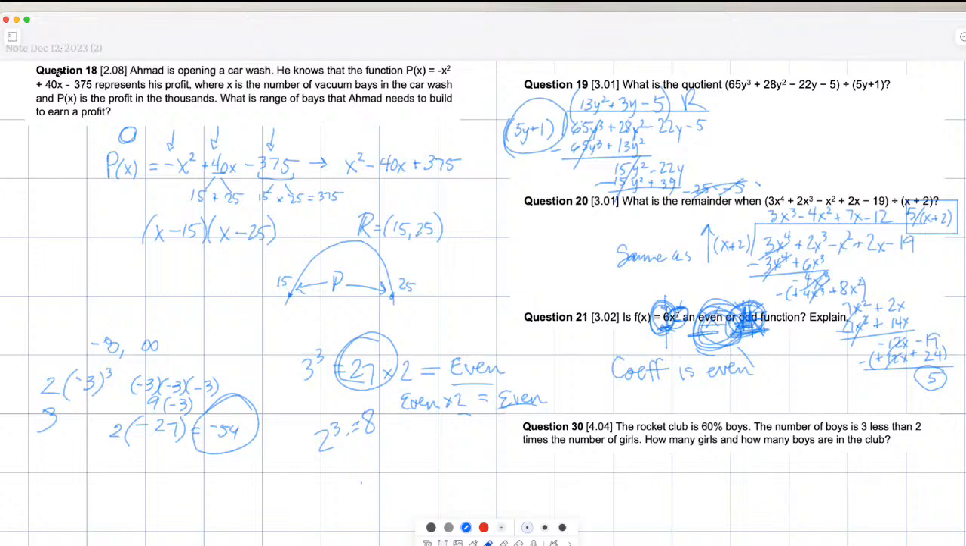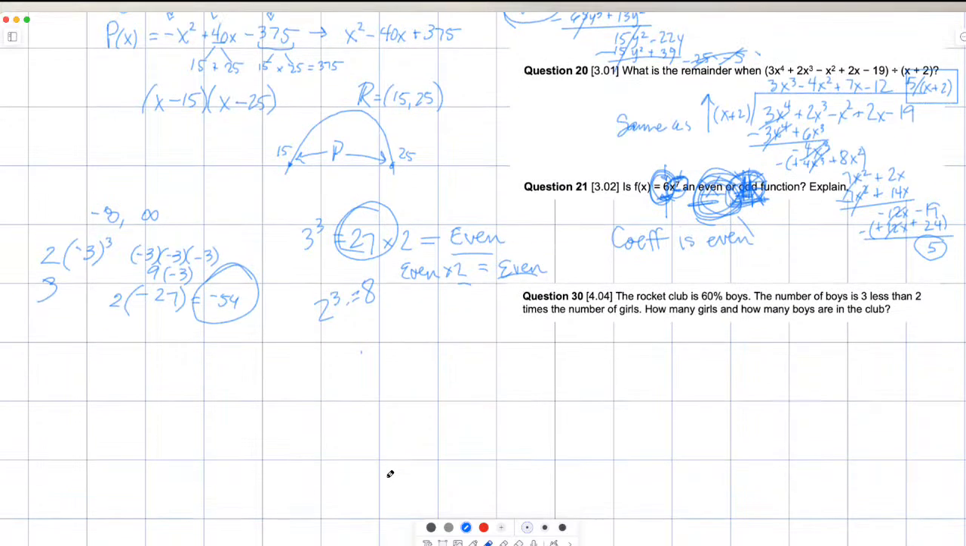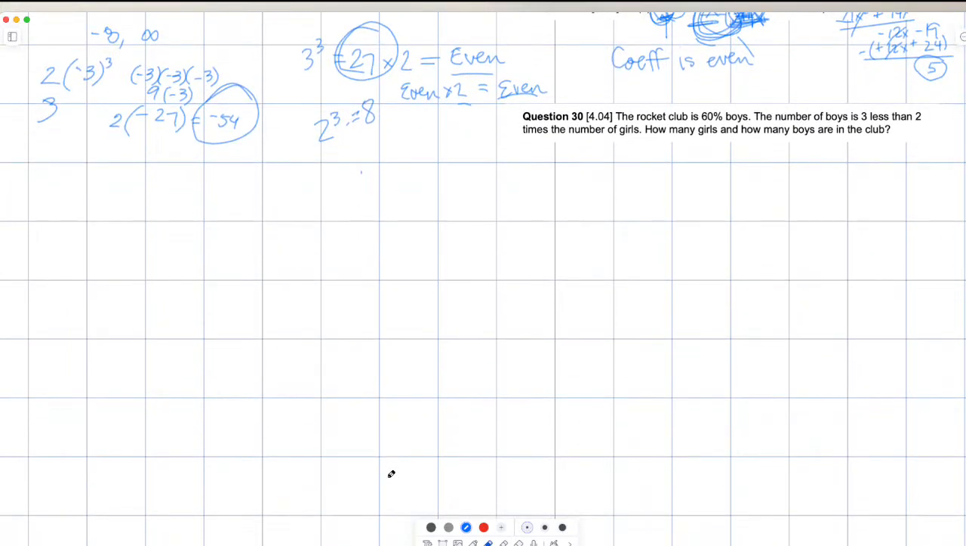So, even. Number 30, I'm going to jump right to number 30 because number 30 has kind of an interesting scenario behind it. The Rocket Club is 60% boys. The number of boys is 3 less than 2 times the number of girls. So 2G minus 3 equals the number of boys. Okay? That's our first equation. We have girls and boys.